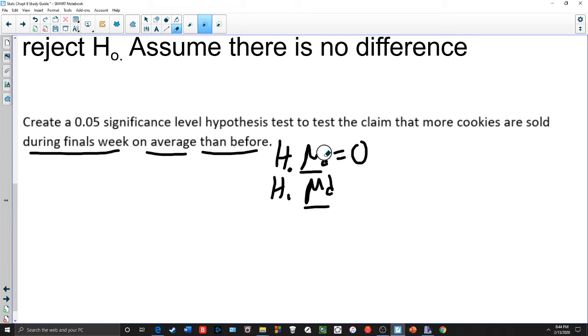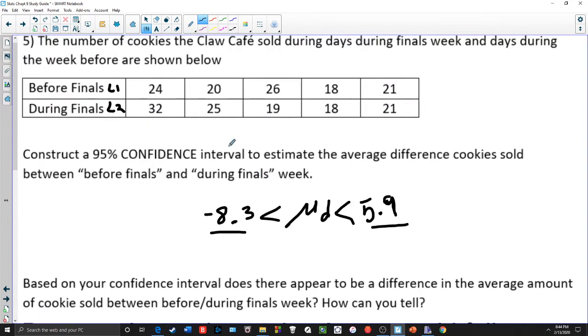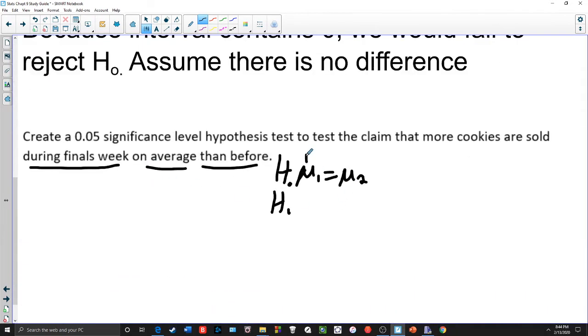So we're actually not going to do a mu d, we're just going to do mu1 and mu2, just like last time actually. So we're going to do mu1 is equal to mu2. Mu1 can be the week, what is our table? Mu1 can be the week before, mu2 can be the week during. So this would be the before week, this would be the during week. So mu1 and mu2. And in this case, our claim is that more cookies are sold during finals week. Well, here's during finals week, so that's the week when we think more cookies are sold.